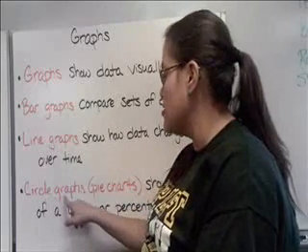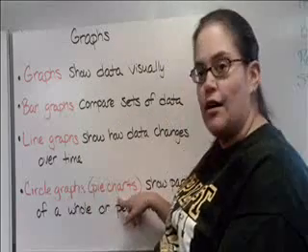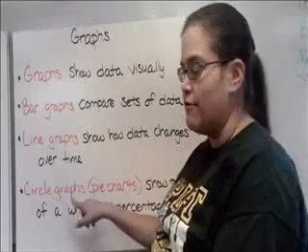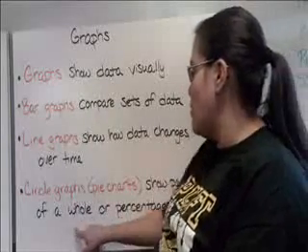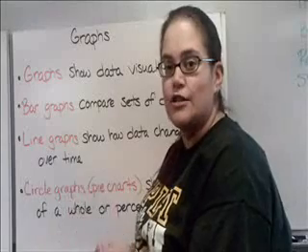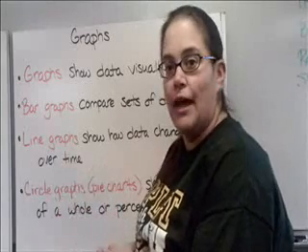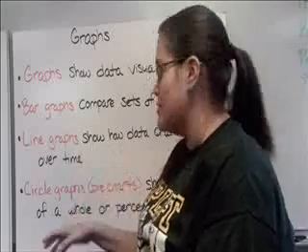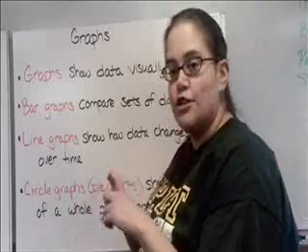And then lastly, a circle graph, or what I usually call a pie chart. That's what I was taught, was pie chart. You can also call it a circle graph. Shows parts of a whole or percentages. So if you're wanting to see what portion or what section of people, like a certain band, or what type of pizza people like the most, you would use a circle graph to show the percentage.